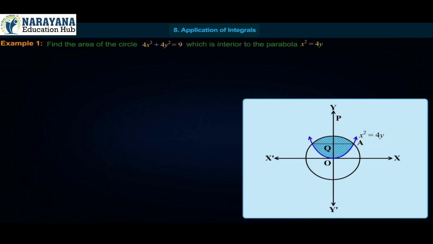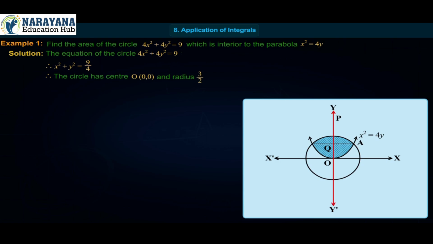Example 1. Find the area of the circle 4x² + 4y² = 9 which is interior to the parabola x² = 4y. Solution. The equation of the circle is 4x² + 4y² = 9. Therefore, x² + y² = 9/4. Therefore, the circle has center O(0, 0) and radius 3/2. The parabola x² = 4y is symmetrical about the y-axis.